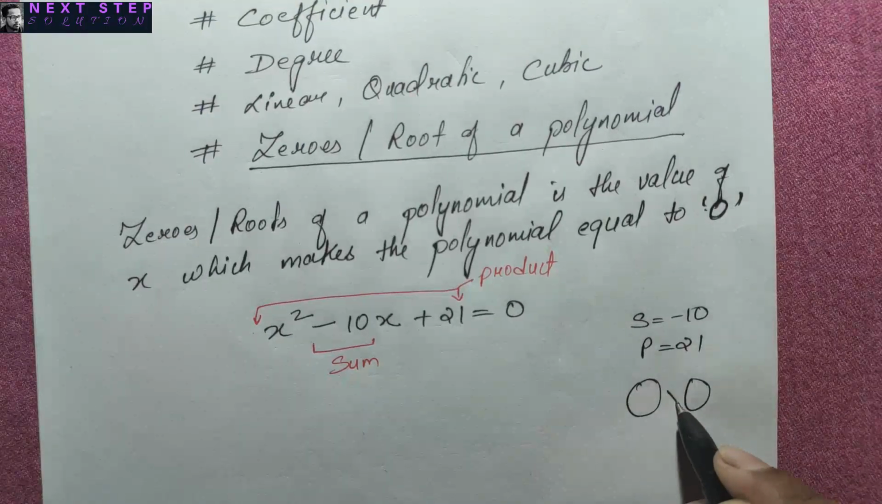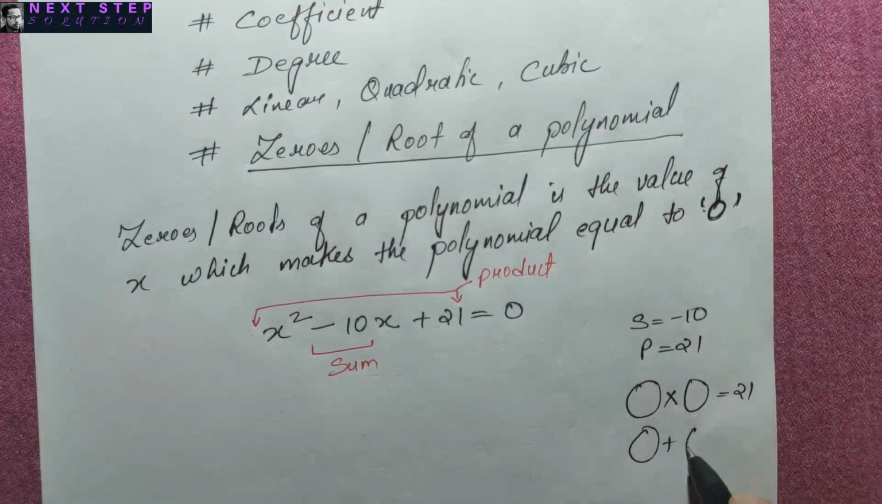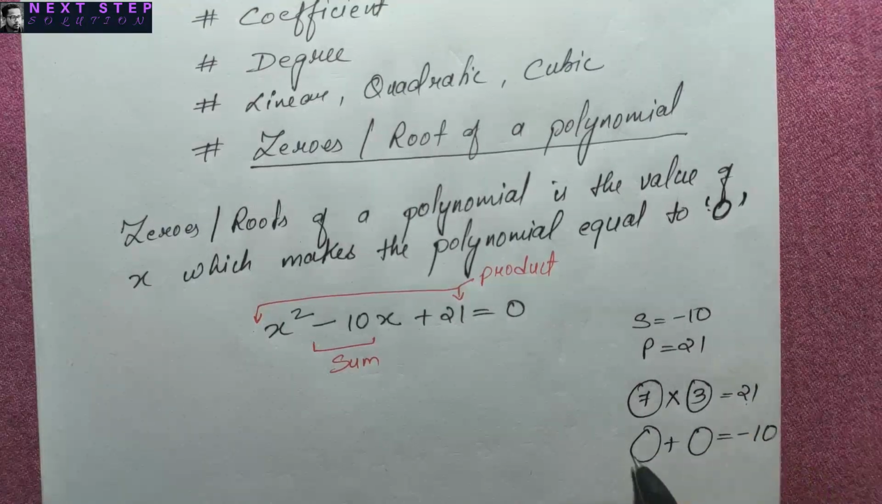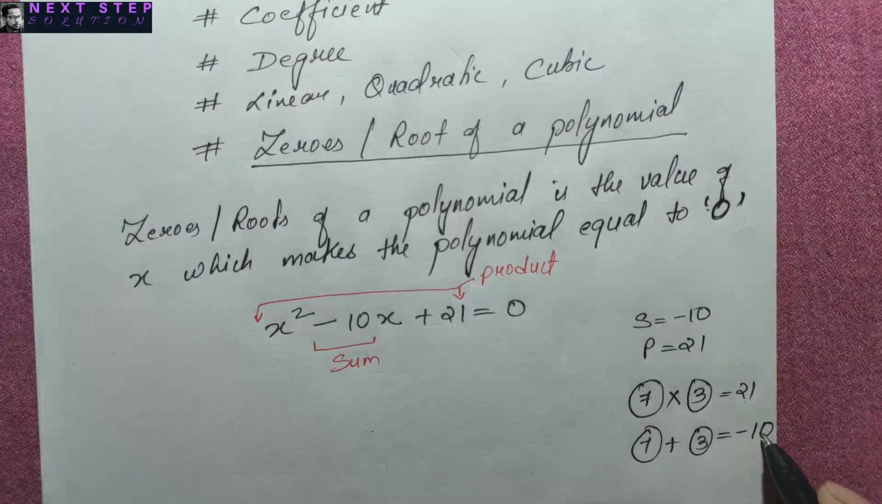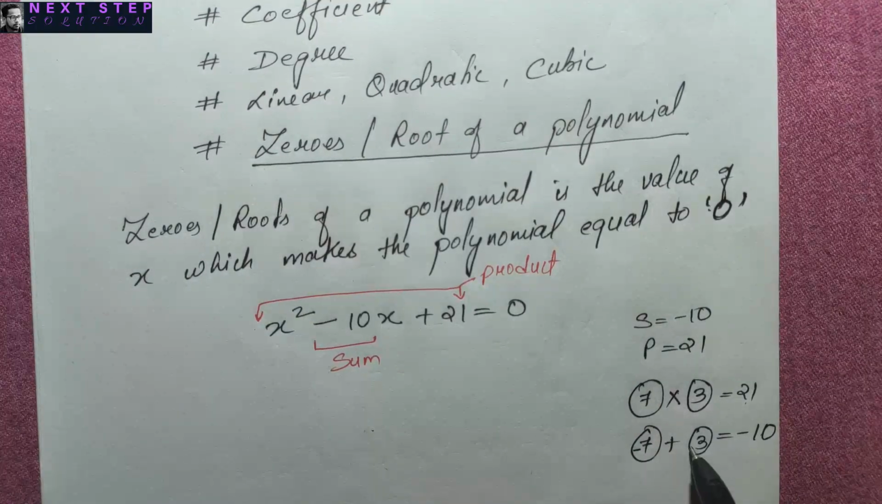Now we have to take two numbers, the product of which should be 21 and the sum of which should be minus 10. Now 21 comes in the table of 7. 7 threes are 21, and 7 and 3 will give you 10. But in order to get minus 10, we have to take both the numbers as minus.